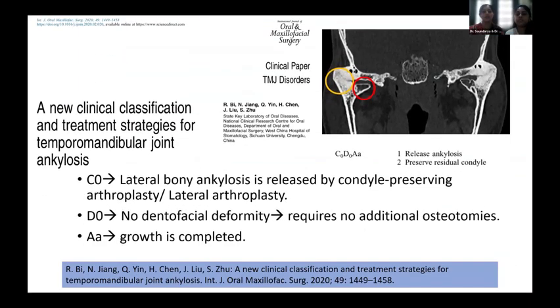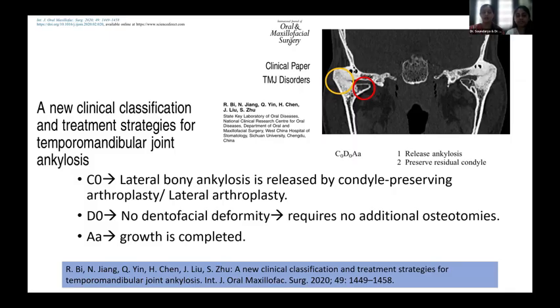Another new classification we would like to add here, given in 2020 by B et al., is called the CDA classification, where C denotes the extent of condylar involvement in ankylosis. So C0 is only the lateral bony ankylosis that was present. Then D0 means the dentofacial deformity; as in this patient, ramal shortening is not there. There is relatively good facial symmetry of the face as well. So we would classify it as having no dentofacial deformity.